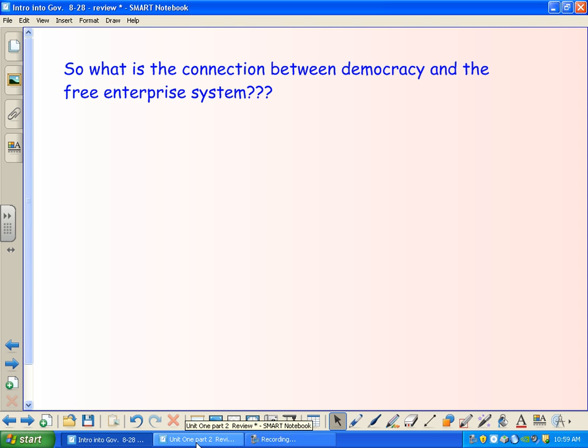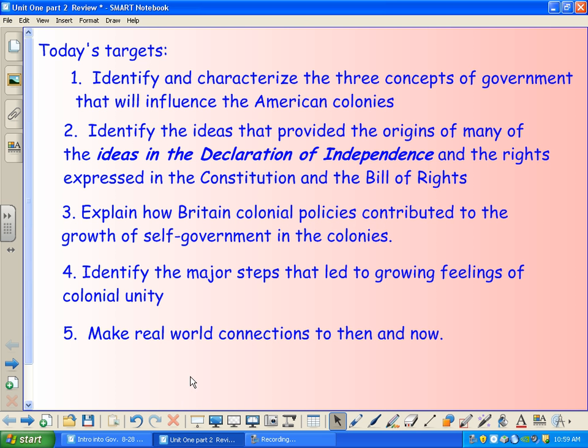The second part of the review looks like this. All right. Again, I've given some targets here for us to take a look at. They are identify and characterize the three concepts of government. Now remember, this is different than the 5 concepts of democracy. This is a broader idea of the 3 concepts of government that will influence our American colonies. We're going to identify the ideas that provided the origins of many of the ideas in the Declaration of Independence. And I'll tell you right now, we have not talked about the Constitution or Bill of Rights, so that will not be anything that I test on. But I will be talking to you about the Declaration.